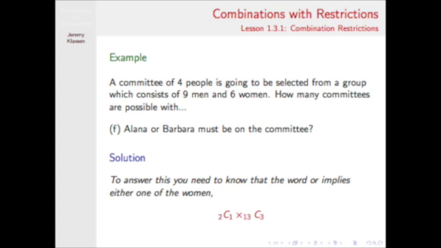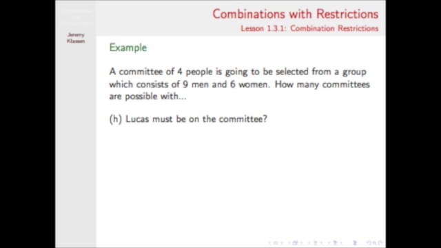times 13 choose 3 for the remainder of the people on the committee, or both of them are on the committee, in which case we would write this as 2 choose 2, we're choosing both of them, times 13 choose 2 to choose the remaining 2 people for the committee, for a total of 650 different committees. Now finally our last question here.